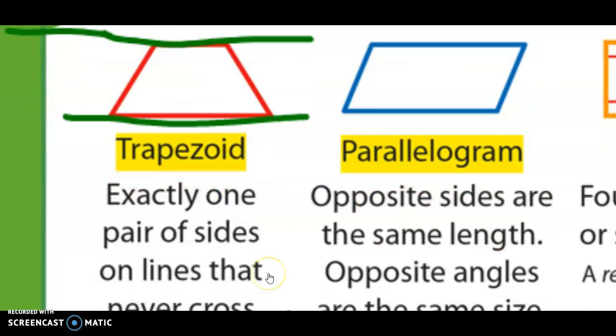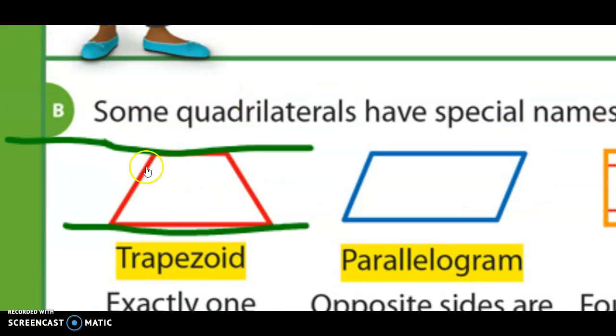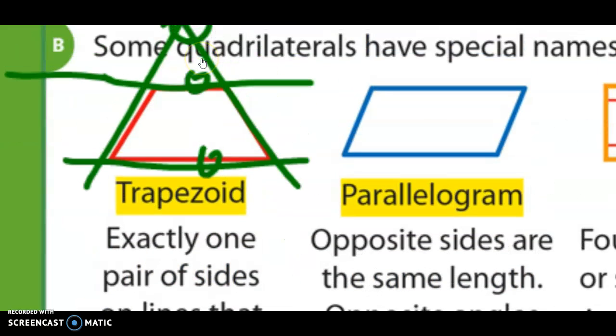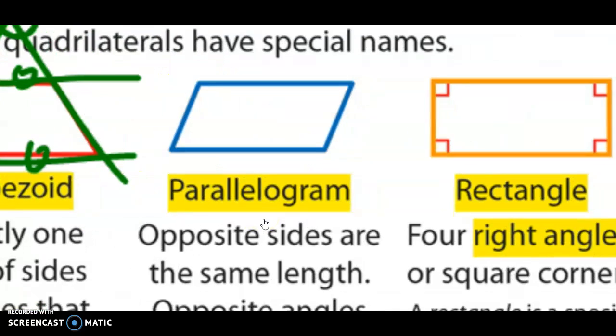Okay, a trapezoid has that name because it only has one set of these sides. So there's the pair right there. These lines, if you kept drawing them forever and ever, eventually they would cross somewhere. So a trapezoid has four sides, only one set of parallel sides.